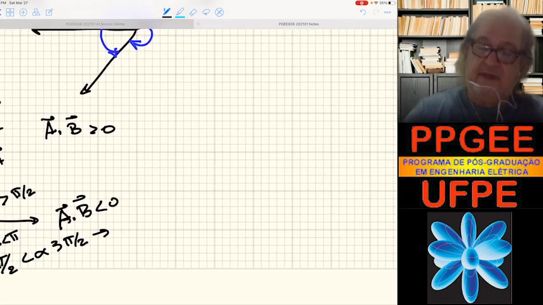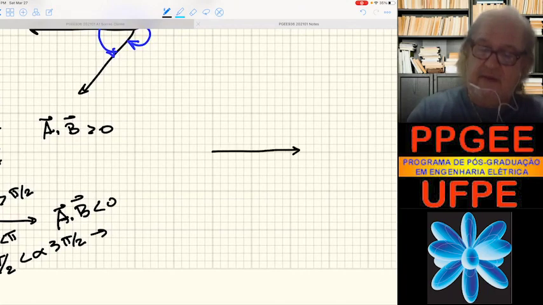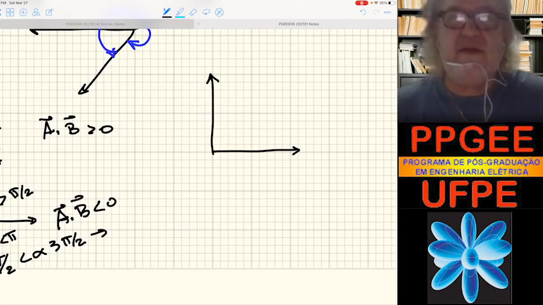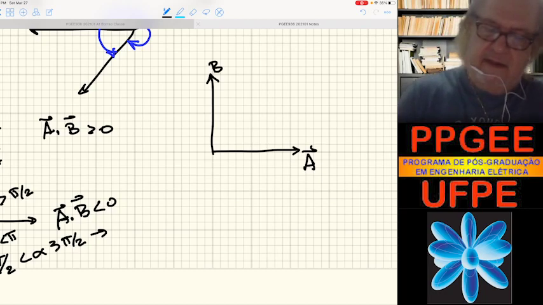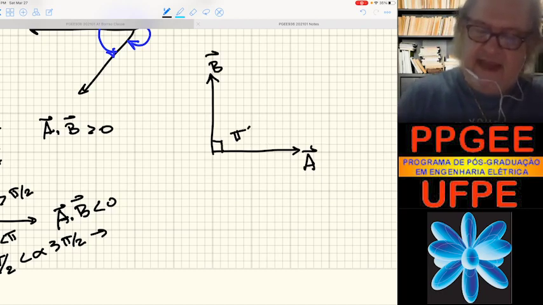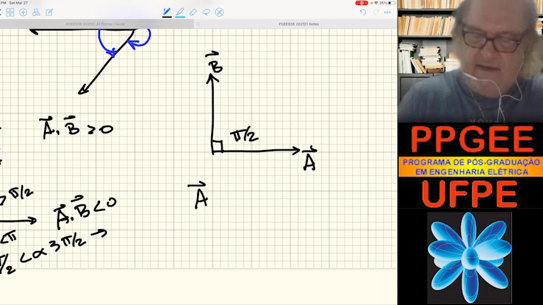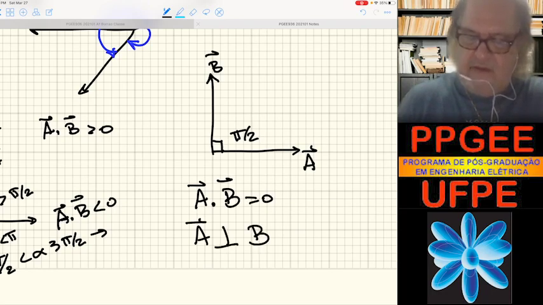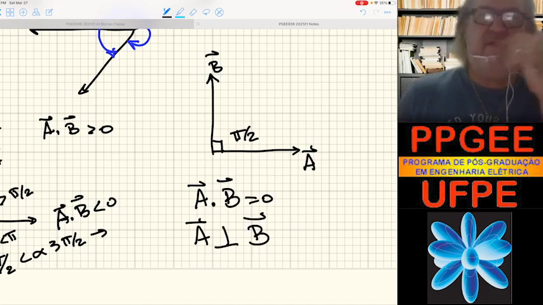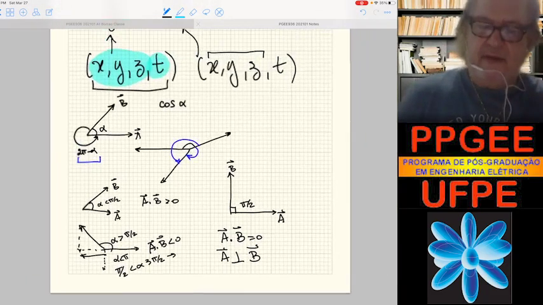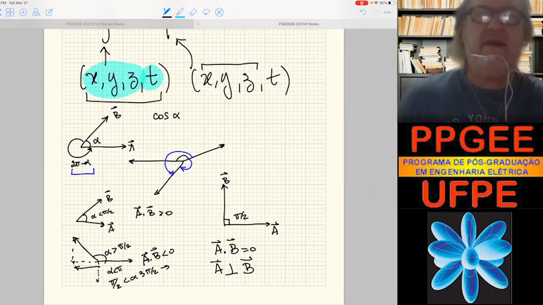And there's a special situation, which is very important, to determine orthogonality, a concept which is also very important in function space. So we have A and B, they form pi over 2 exactly, we have dot product equals 0. So this means that A is orthogonal to B, right? So these are properties of the dot product.